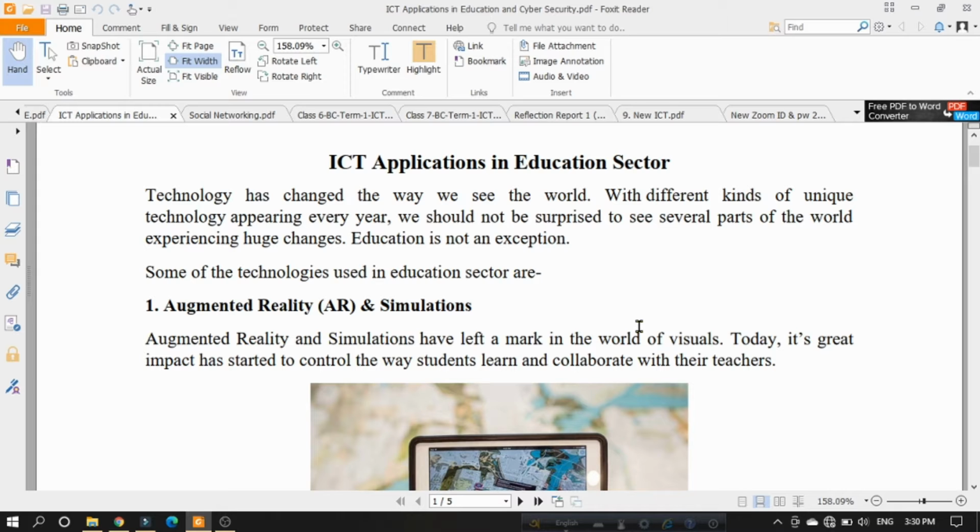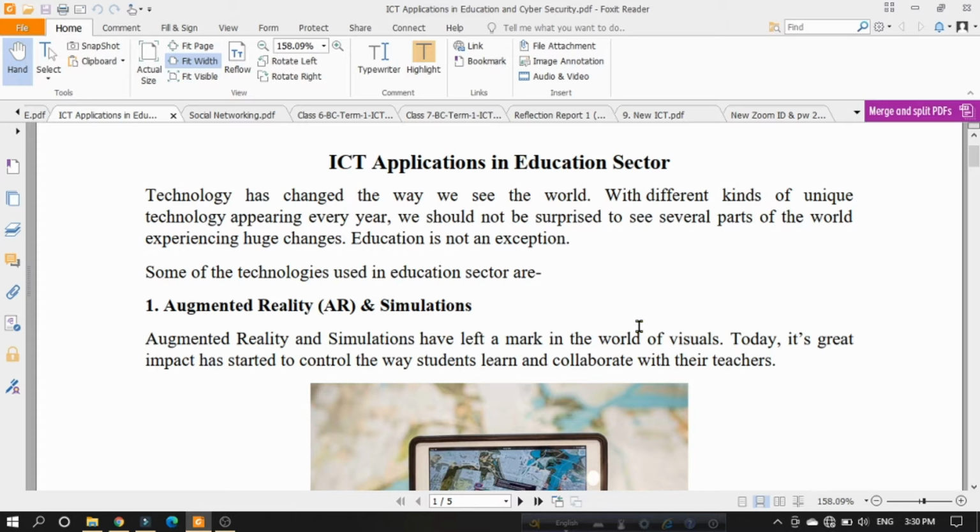We'll talk about technology. Technology has changed the way we see the world right now, with different kinds of unique technology appearing each year. You should not be surprised to see several parts of the world experiencing huge changes, and education is not an exception. Let's talk about some of the technologies used in the education sector.